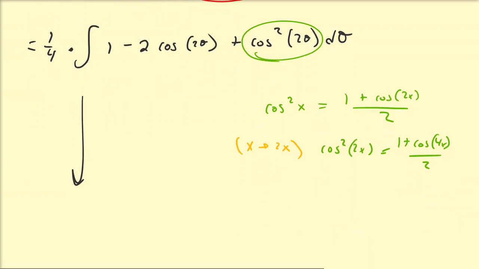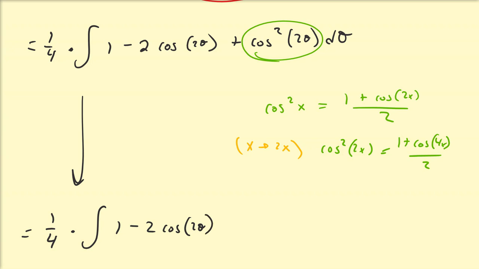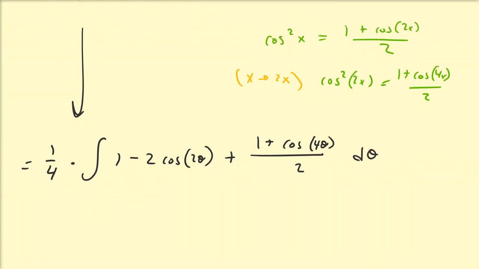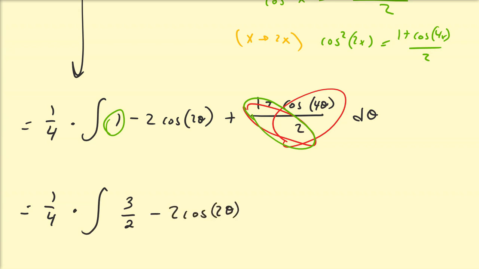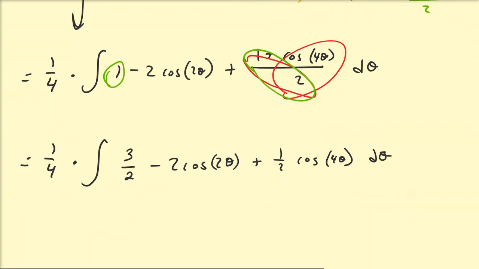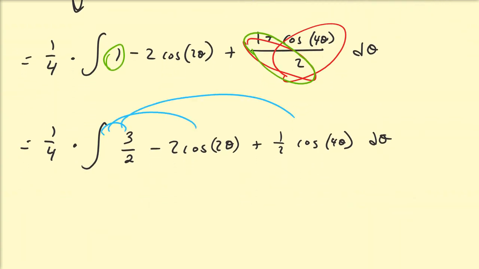So our integral becomes what? 1/4 times the integral of 1 minus 2 cosine 2 theta plus 1 plus cosine of 4 theta all over 2 d theta. So I can decompose this fraction into 2. So I have a 1/2 and half of my cosine 4 theta. And I can combine my 1/2 and my 1. So 1 plus 1/2 is going to be 3/2. So 1/4 times the integral of 3/2 minus 2 cosine 2 theta. And then I have plus 1/2 cosine of 4 theta d theta. Now I can integrate over these three terms and get my simplified answer.